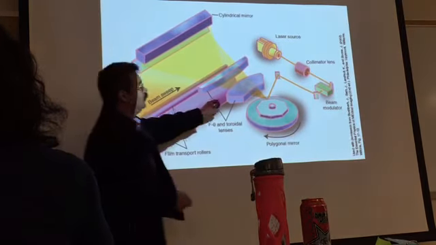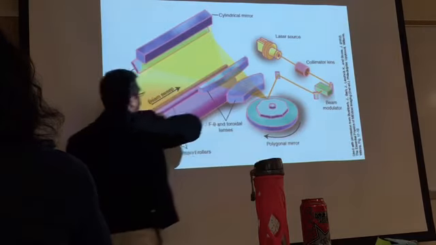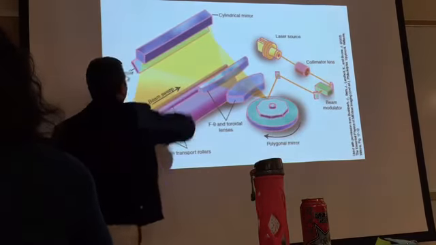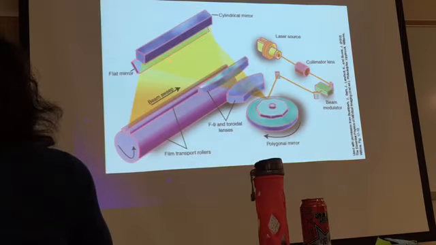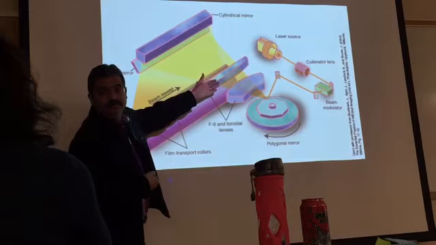What they need to do is open it up so they can expose the film, so they can expose the whole field. Then you have another mirror here, and this is what reflects the light onto the film. Make sense? Okay.